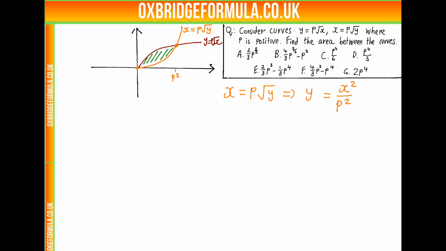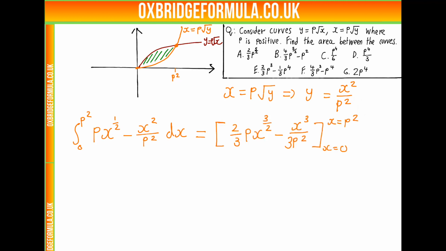So now all that remains to do is take the function for y for the red curve minus the function for y for the orange curve, then integrate that between 0 and p squared, and that will generate the area between these curves here. So let's do that. So we've got px to the half here, and minus x squared over p squared, which is what we deduced earlier here. So integrating that up, we've got a half power here, so we have x to the 3 over 2 times 2/3, and x squared, so we get the x cubed, and then divide through by the 3 here, and our limits are, as we worked out, p squared and 0.